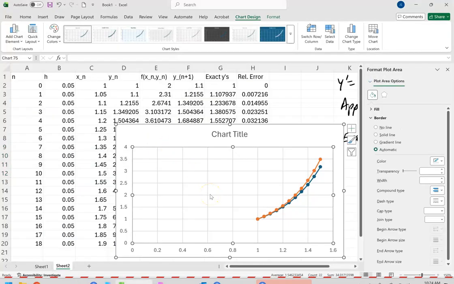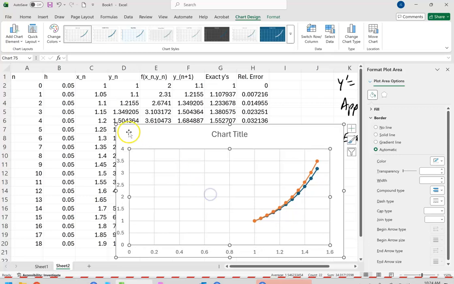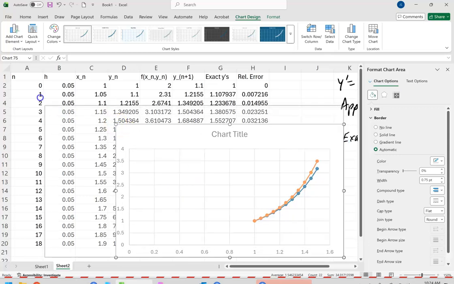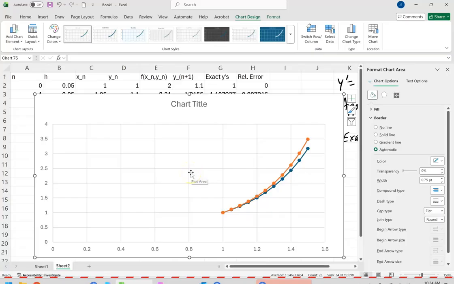There we go. The oranges are your exact solution, and your blues are the approximate. So you can see it starts off close, but then it starts to break apart the farther you go. Which makes sense, right? Because again, we're trying to do sticks at each one. And each stick isn't actually on the curve.